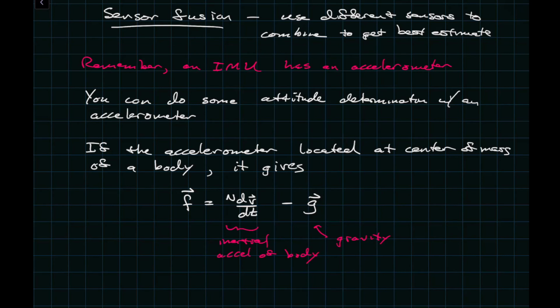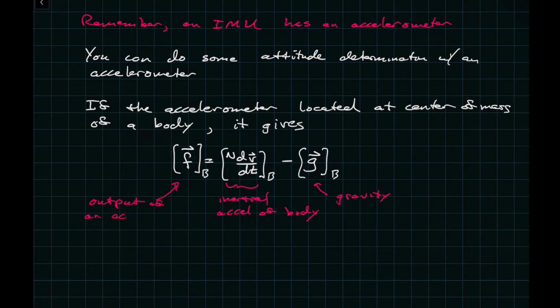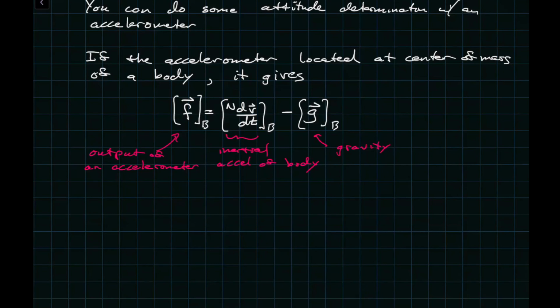And all of this is being measured in the frame of the sensor, or if you have the sensor rigidly attached to your body, the frame of the body. So we could put brackets around these, sub B. Everything is in the body fixed frame. This is the output of an accelerometer, which are often very noisy. And I said that you could use an accelerometer and try to figure out the position and velocity. Good luck. That's why we have GPS. GPS gives you position. If you could do everything with accelerometers, then GPS would be out of business.